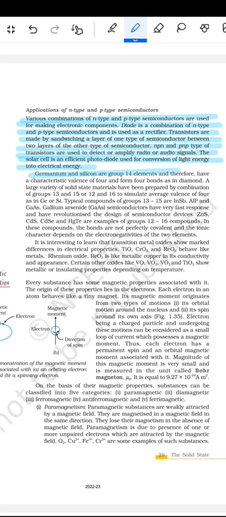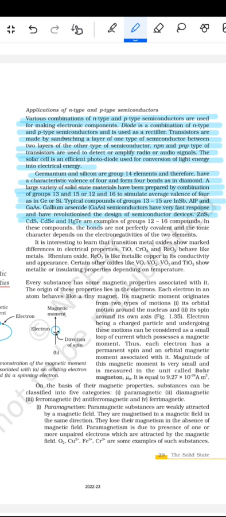Germanium and silicon are group 14 elements and therefore have a characteristic valence of 4, and they form 4 bonds as in diamond. A large variety of solid state materials have been prepared by a combination of group 13 to 15 or 12 to 16 elements to simulate an average valence of 4 as in germanium or silicon. Typical compounds of group 13 to 15 are InSb, AlP and GaAs. Gallium arsenide, GaAs, semiconductors have very fast response and have revolutionized the design of semiconductor devices.